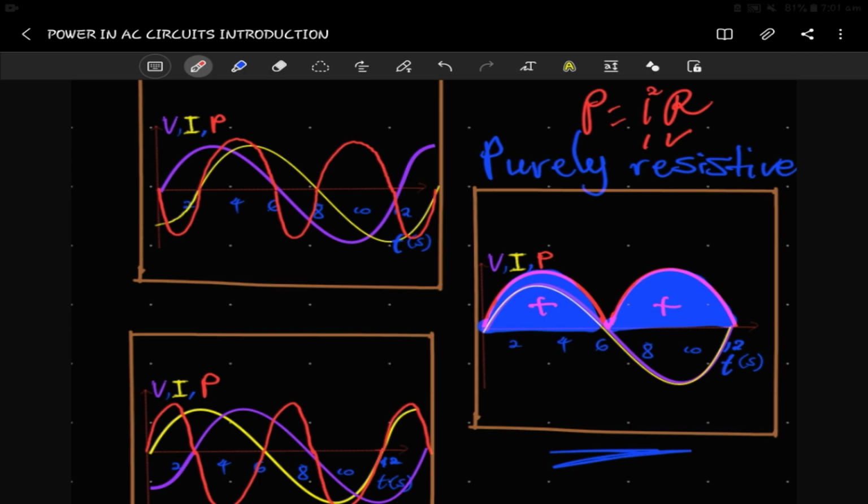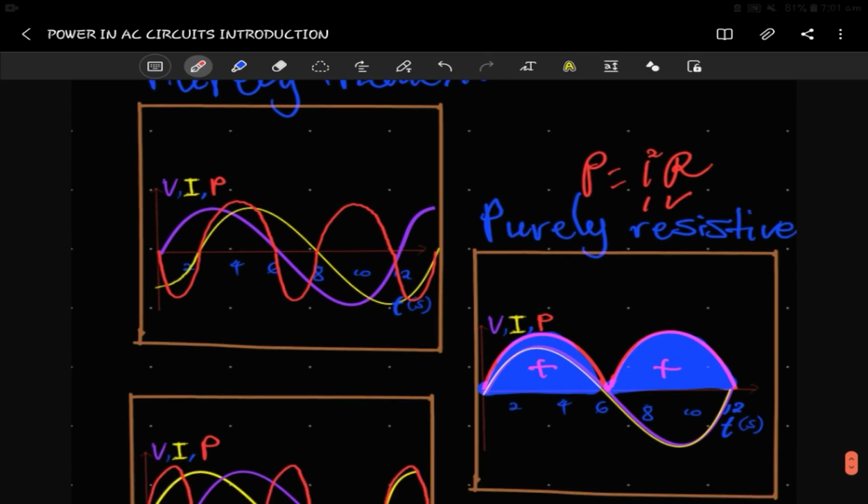Why? Because power is the rate at which work is done. And what work is the resistor doing? Converting electrical energy to heat energy. So it's actually doing work. But when you look at the purely inductive and the purely capacitive, this is what happens.